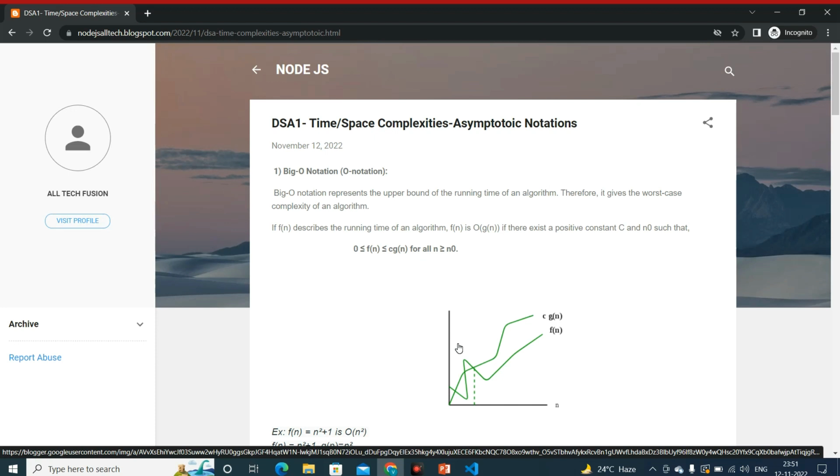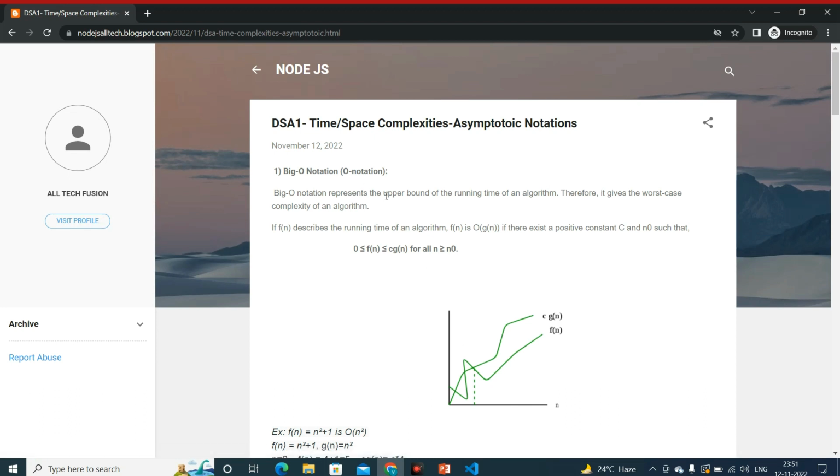I already created a blog for this topic, so we'll go through this blog one by one. Now, as we are concentrating first on the asymptotic notations, the first notation is big O notation. What exactly does big O notation stand for? Big O notation represents the upper bound of the running time of an algorithm.